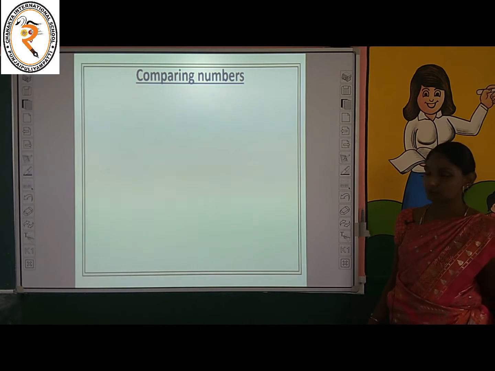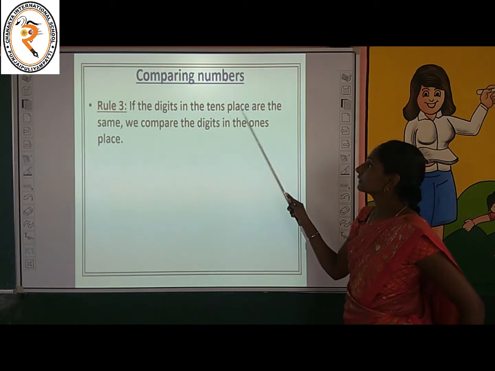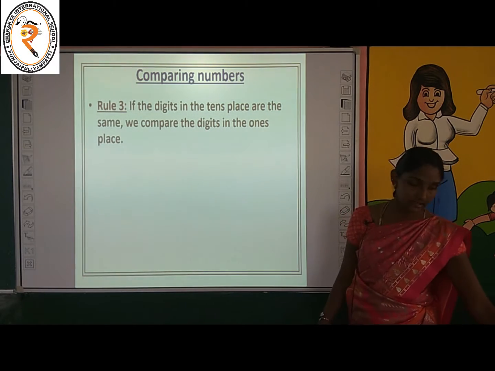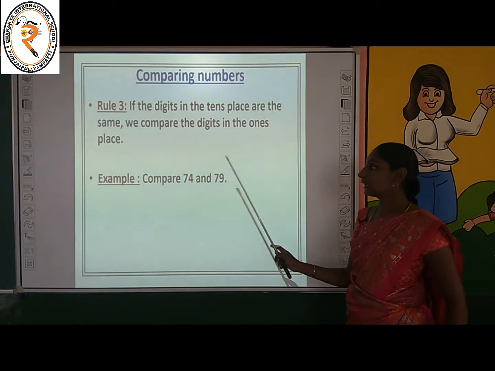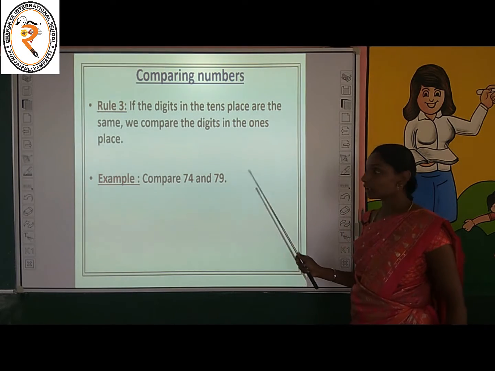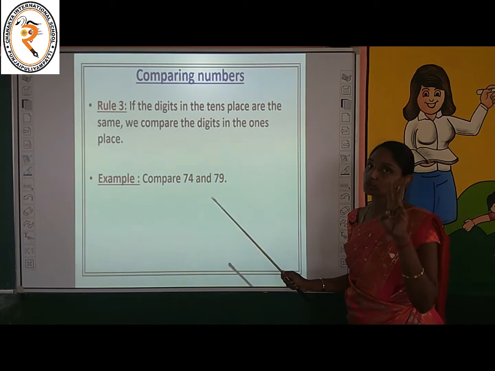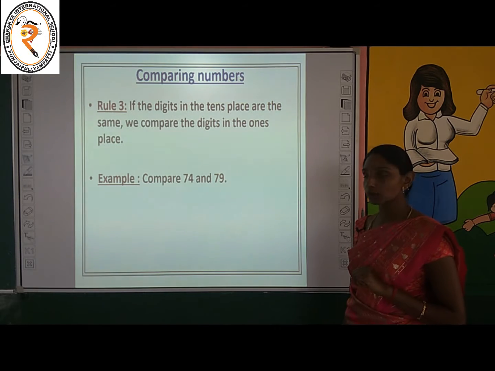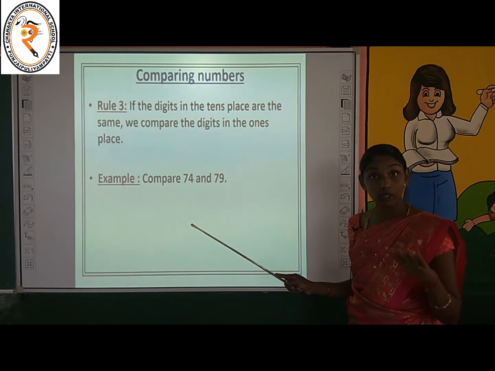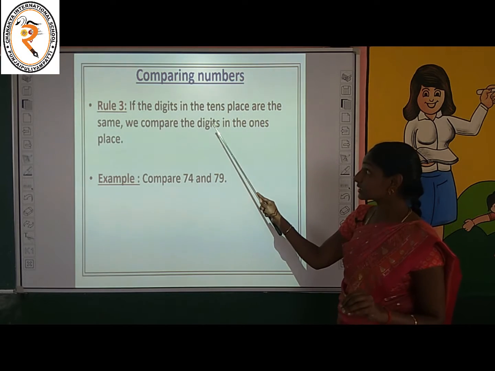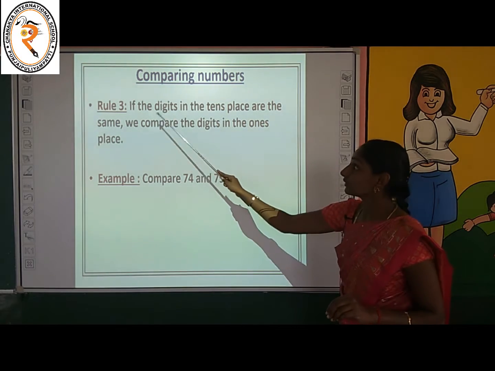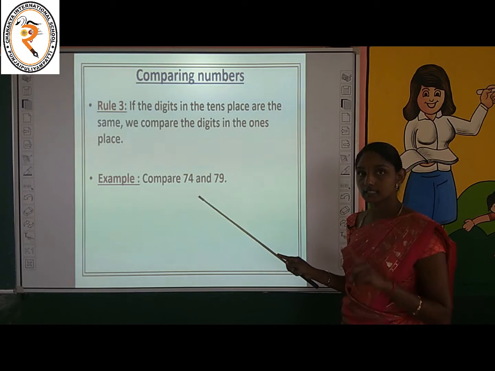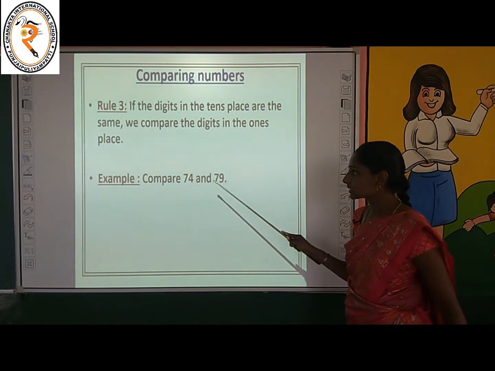Okay, move on to the third rule. If the digits in the tens place are the same, we compare the digits in the ones place. Let's see an example. Now we are going to compare the numbers 74 and 79. Are these 2-digit or 1-digit numbers? 2-digit numbers. First compare the digits in the tens place using rule 2. 7 and 7, yes, the same. That is what rule 3 is saying: if the digits in the tens place are the same, we have to move to the digits in the ones place.